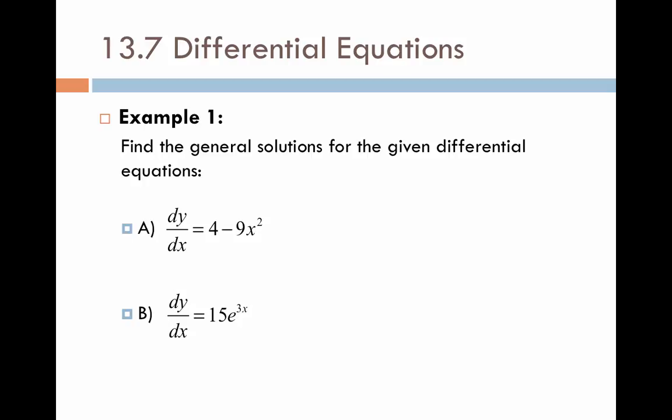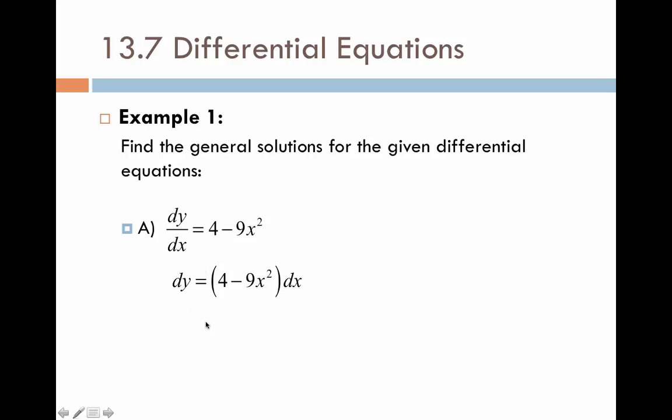Example 1. Find the general solutions for the given differential equations. Let's look at part A first. So we want to break the differentials up. I'm going to multiply both sides by dx. So I get dy equals 4 minus 9x squared dx. And I want to make sure that I have the same variables collected on separate sides. So over here on the right hand side I only have terms involving x. 4 doesn't have anything, but I'm going to keep it with that side. And then over on this side I have my y's, or my dy.